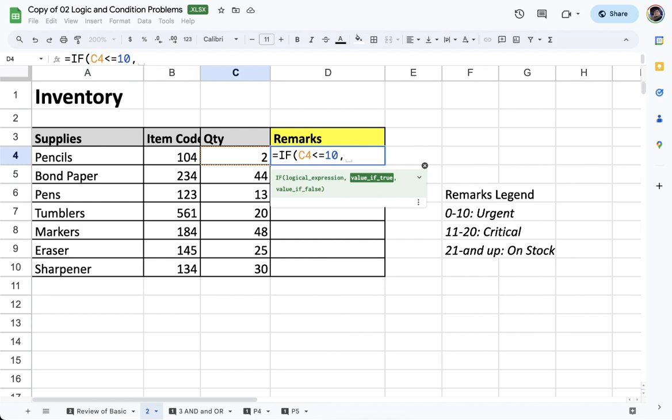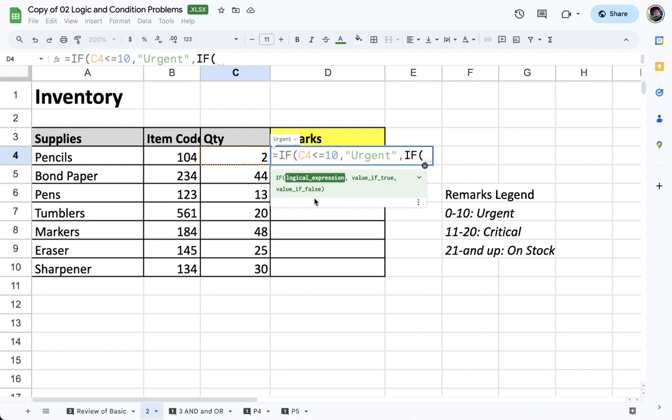So now we're going to the true argument, which we have to type as urgent based on that instruction on the right. And then comma. And then we're left with what if the value is false? However, at this point, we still have two possible remarks. We still have critical and we still have unstuck. So one if would not be enough to solve this problem because we only have one argument remaining, the false argument.